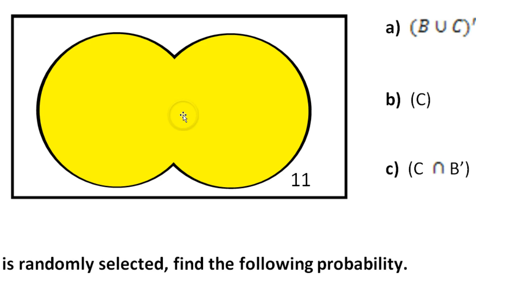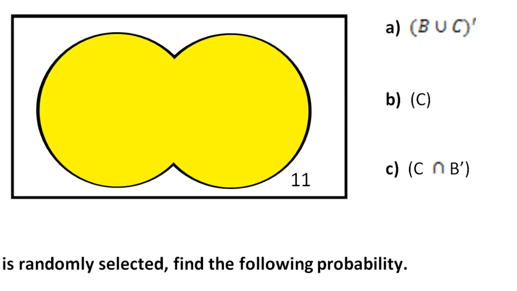So we don't actually want the numbers that are in this union. We want the people that are not part of this union. And so that's the 11, the only number that you can still see now that I've covered this up. So the 11 represents the people that are not in the union of B and C.